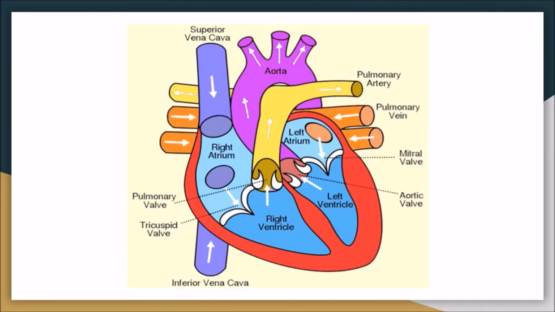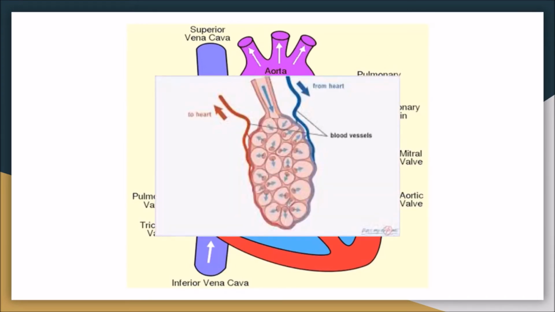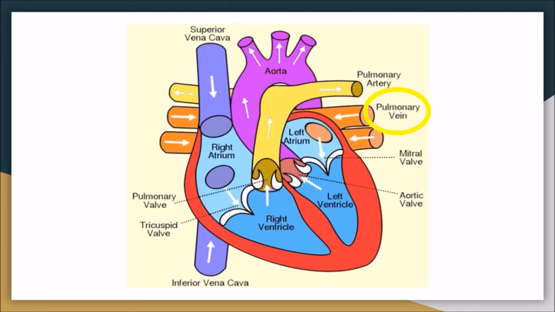When the atria contract, blood from the right atrium flows through the tricuspid valve into the right ventricle. During ventricular contraction, blood flows out of the right ventricle through the pulmonary semilunar valve into the pulmonary artery and ends up in the lungs. The blood then exchanges carbon dioxide for oxygen through the capillaries and alveolar sacs before being sent back into the left atrium through the pulmonary veins.